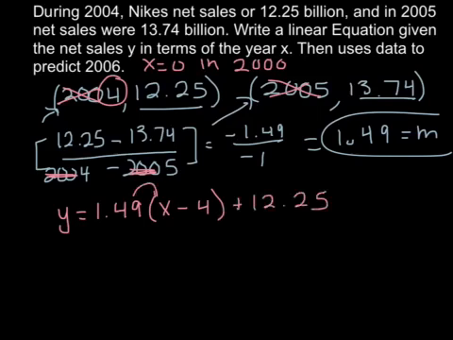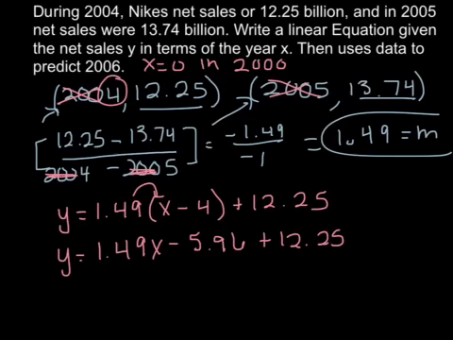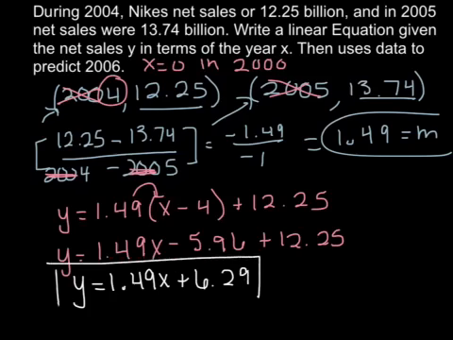When I distribute this, I get y equals 1.49x minus 5.96 plus 12.25. So my final equation will look something like this: y equals 1.49x plus 6.29. So there's my equation.